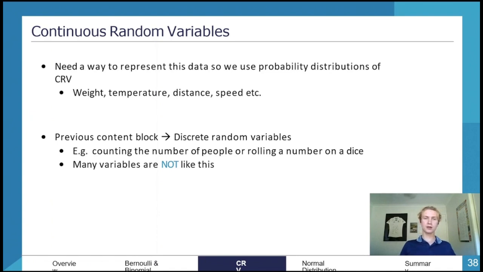Sorry. So rolling a die, a number of people in a room, those are discrete, but a lot of variables actually fall under the continuous kind of rule. And for that, we need different rules for our continuous random variable data sets. And that's what we're now going to have a look at in this next section.